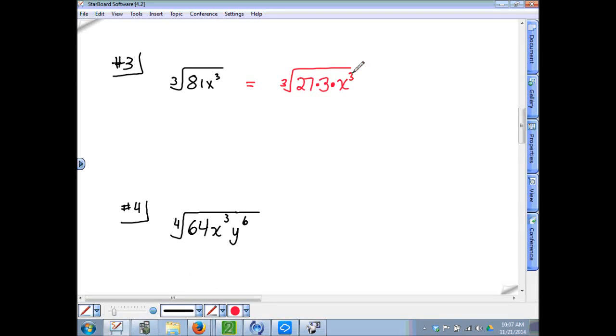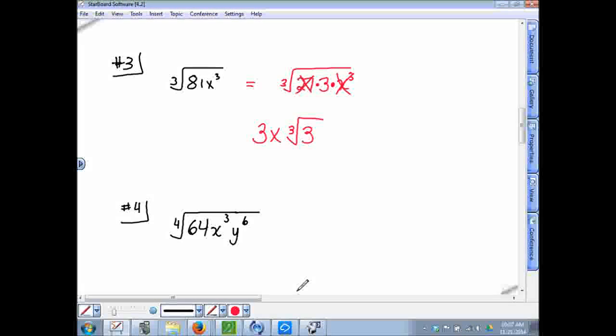Now, which factors simplify here? 27. So the 27 is going to come out as the cube root of 27, which is 3. And then what about x to the third? Does it come out as x or just cancel? It comes out as x, good. I put x to the first, because 3 divided by 3 is 1, but you don't have to put the exponent of 1. But we have a term left over on the inside, so that's multiplied by the cube root of 3. So it's 3x times the cube root of 3.